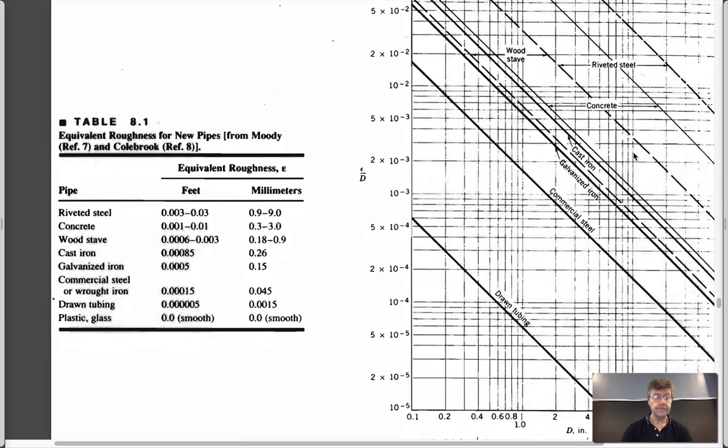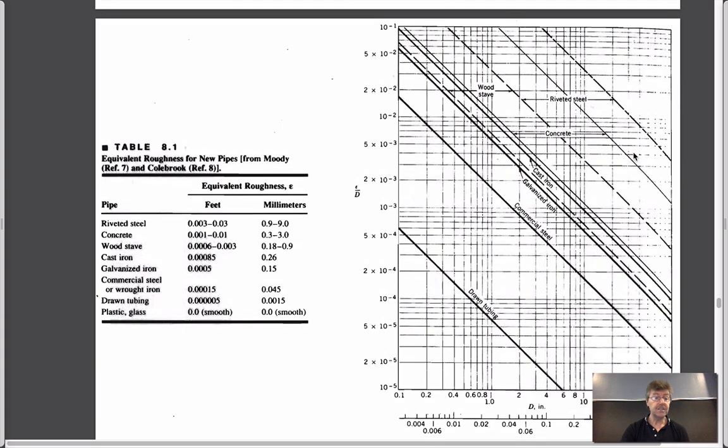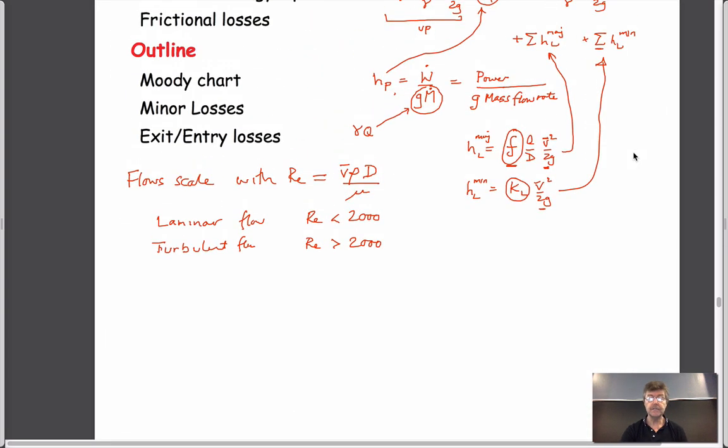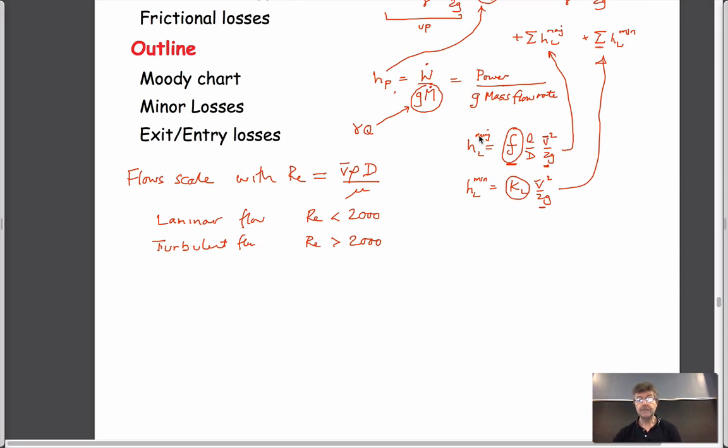So as I say, it becomes formulaic. And so this is just a chart that suggests, if we go back to this, that this friction factor is a function of two things. It's a function of Reynolds number, and it's a function of relative roughness.